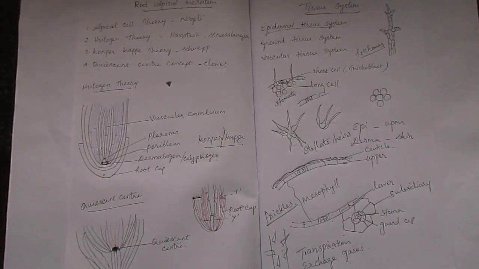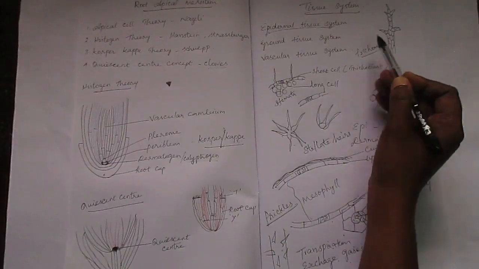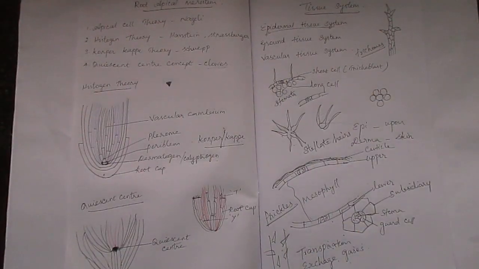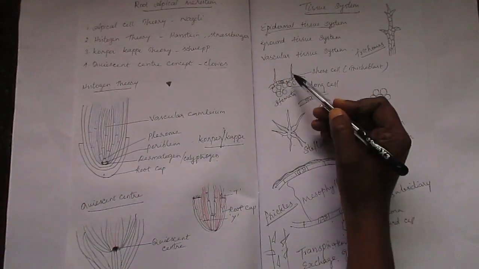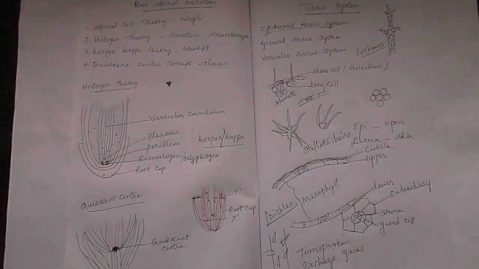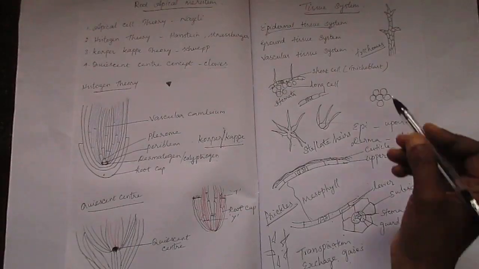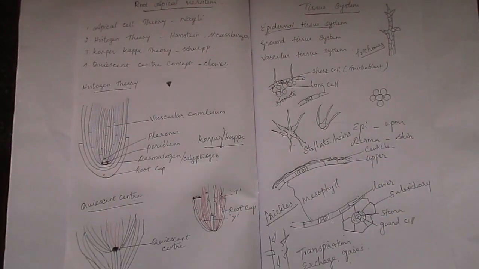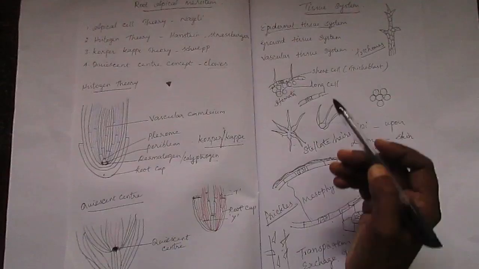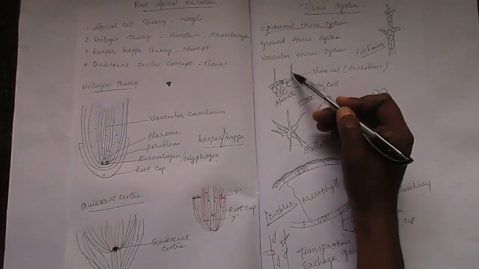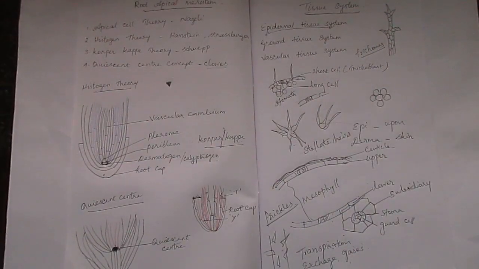Then there are a number of epidermal outgrowths. These may be unicellular or multicellular outgrowths originating from the epidermal cells. They are known as trichomes. They may be branched or unbranched, and they assume many shapes and sizes. They may be glandular or non-glandular. Glandular examples are rose and ocimum.